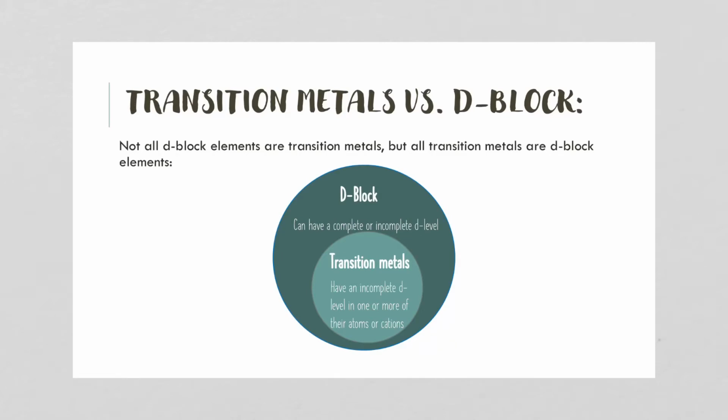Not all D block elements are transition metals, even though the heading over that section in the periodic table always says transition metals. But all transition metals are D block elements. So a D block element can have a complete or an incomplete D level. Transition metals have incomplete D levels in one or more of their atoms or cations. So that's what makes something a transition metal.